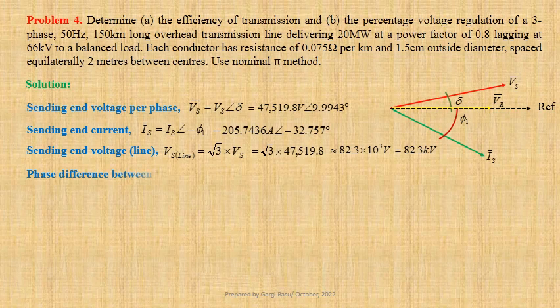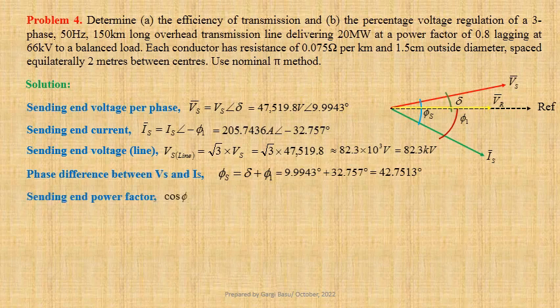Phase difference between Vs and Is, φs equals δ plus φ1. Using values we get 9.9943 degree plus 32.757 degree. That gives us 42.7513 degree. Now we shall calculate sending end power factor. Cos φs equals cos of 42.7513 degree. That gives us 0.7343 lagging.